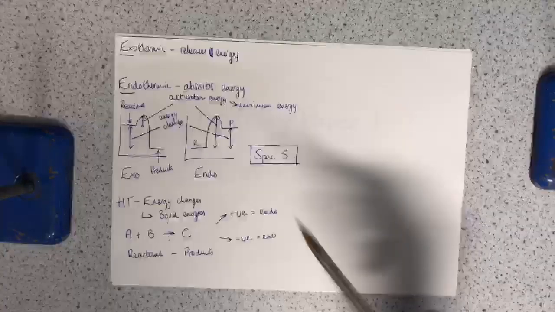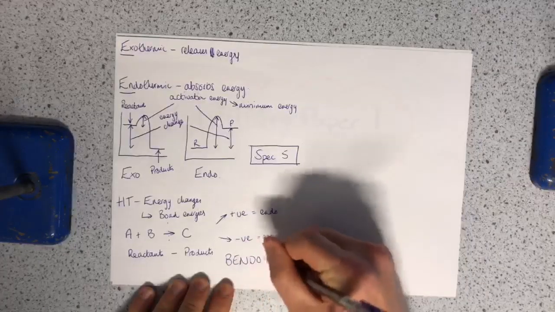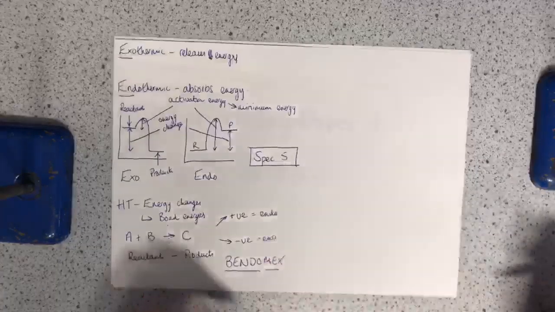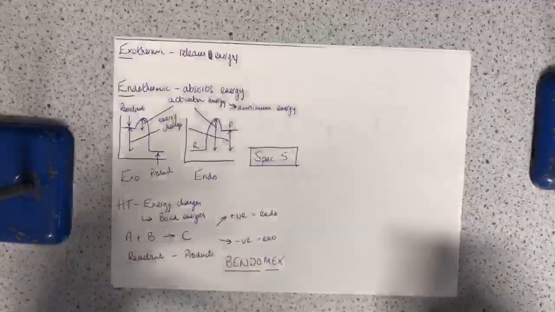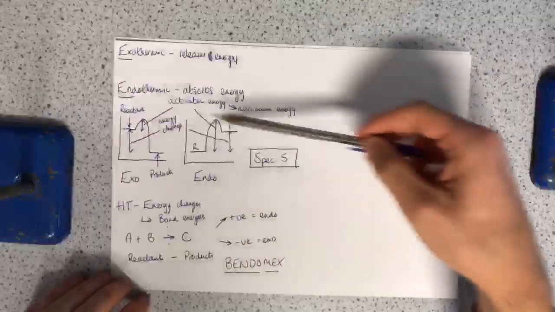And therefore, you may have heard your teachers mention this made-up word, bendomex, which stands for breaking is endo, making is exothermic. So again, higher tier stuff only. If you're on foundation, then it's just this top bit, understanding the definitions and how it relates to this.